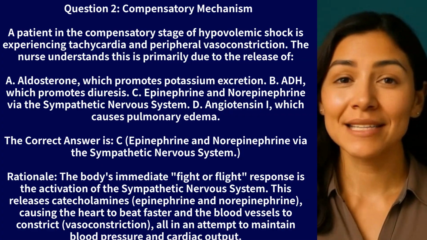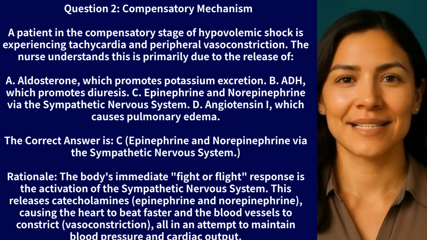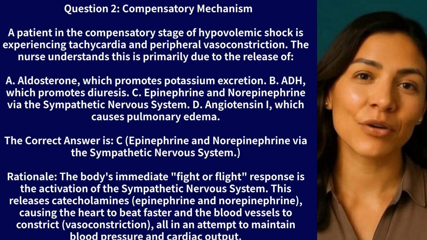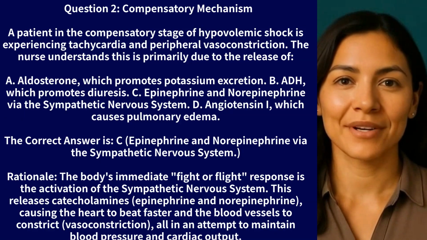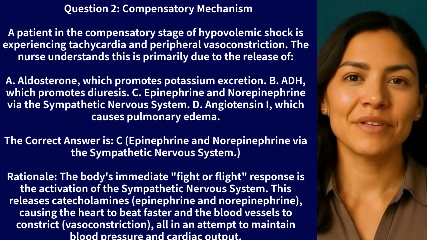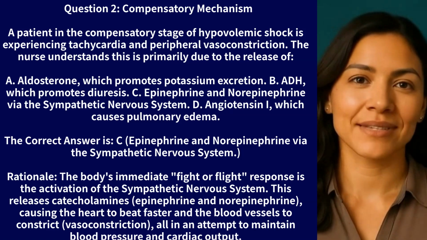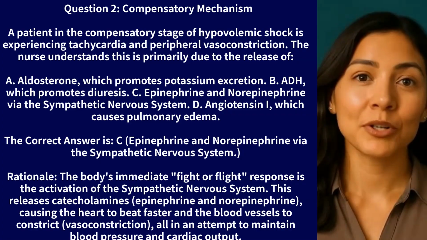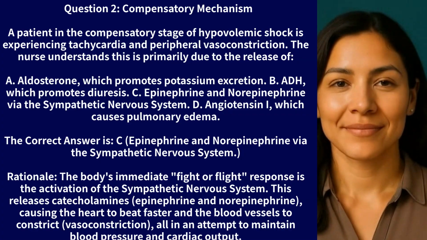Rationale. The body's immediate fight or flight response is the activation of the sympathetic nervous system. This releases catecholamines, epinephrine and norepinephrine, causing the heart to beat faster and the blood vessels to constrict, vasoconstriction, all in an attempt to maintain blood pressure and cardiac output.